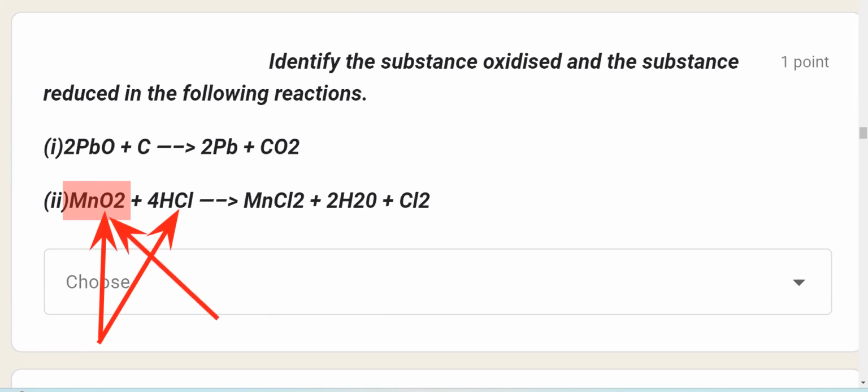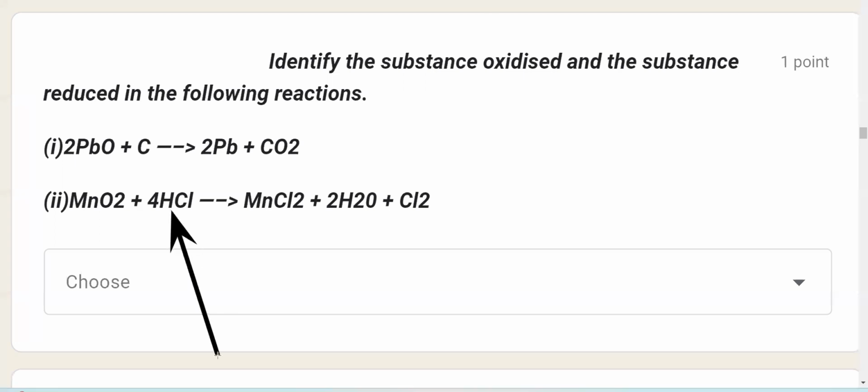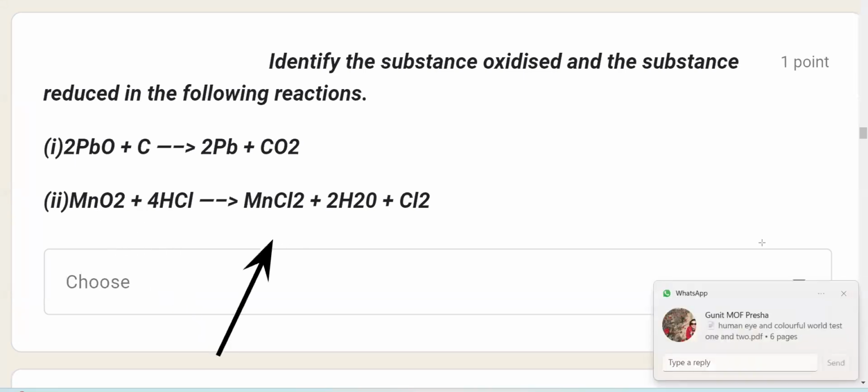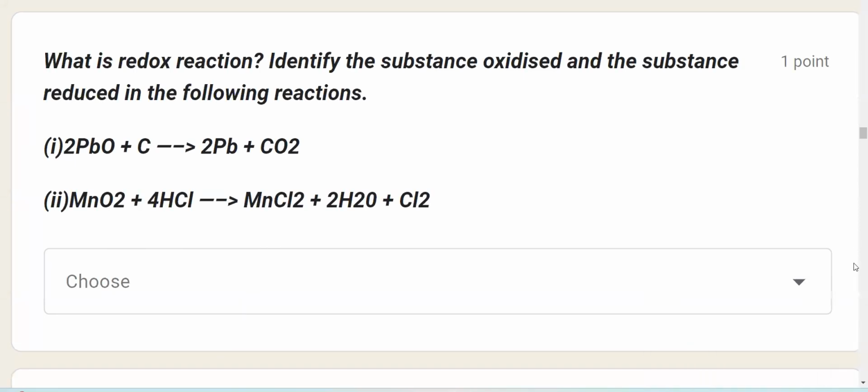So one final time we can say that the substance oxidized is this, the substance reduced is this, the oxidizing agent is this again, as it is getting reduced, and this is the reducing agent. As you can see, this is getting oxidized.